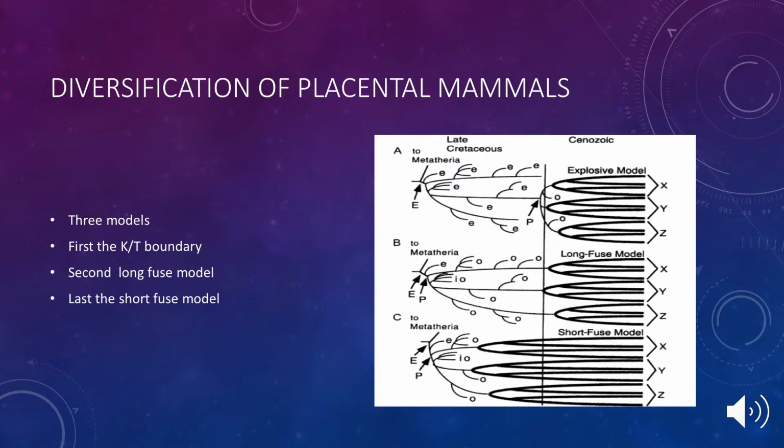Next is the long fuse model, which was post-Cretaceous period where stem taxa of orders existed. Last is the short-term fuse model in the Cretaceous era where the origin and diversification occurred.